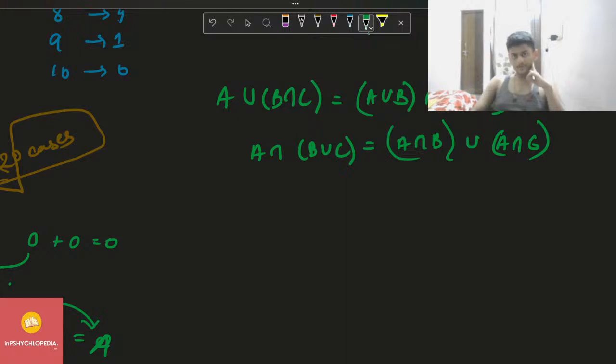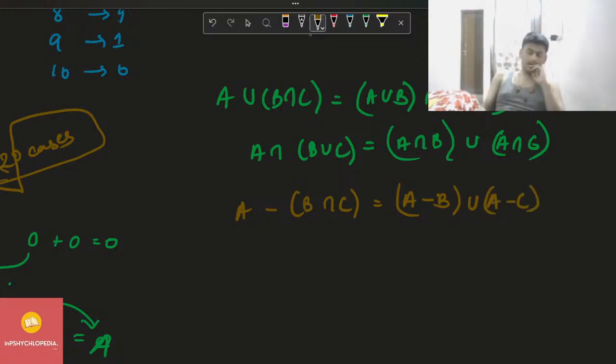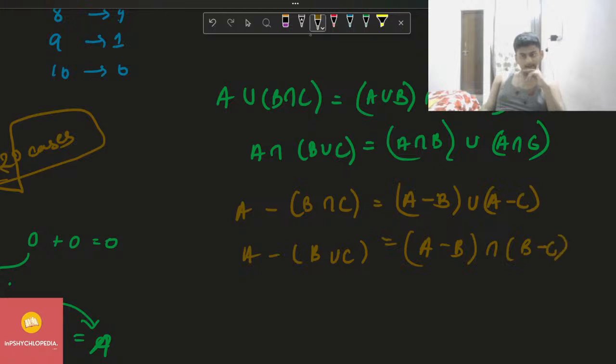Now there is one more thing, and I am writing this in a separate color because this is important. A minus (B intersection C) is equal to (A minus B) union (A minus C). So negative multiplied to intersection becomes union, and in a similar way A minus (B union C) becomes (A minus B) intersection (A minus C). So this is the thing.